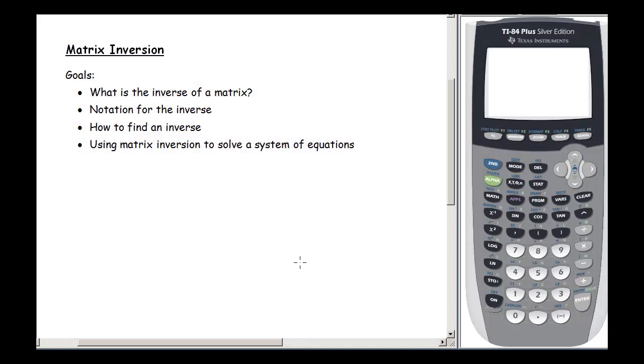Welcome to this video on matrix inversion. In this video we are going to answer the question, what is the inverse of a matrix? We're going to learn about the notation for the inverse, learn how to find an inverse, and finally we will use matrix inversion to solve a system of equations.